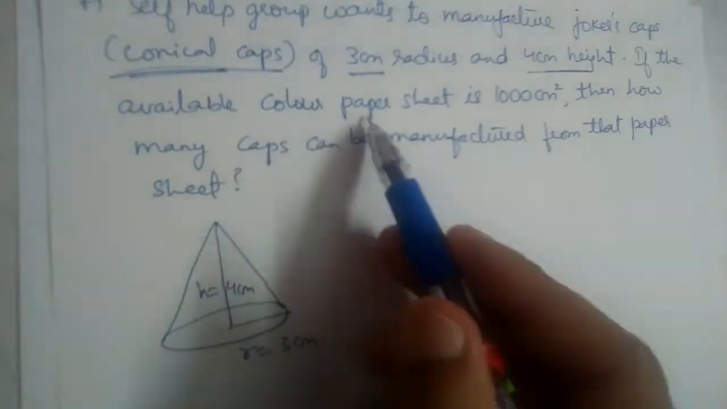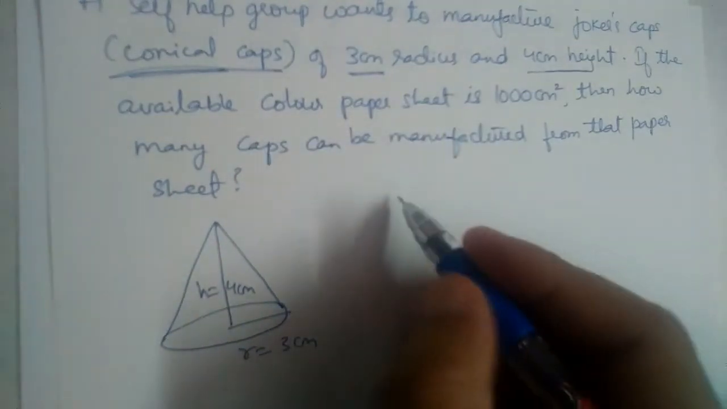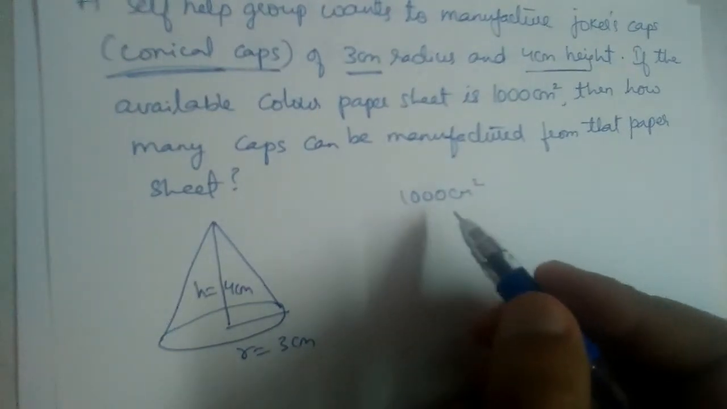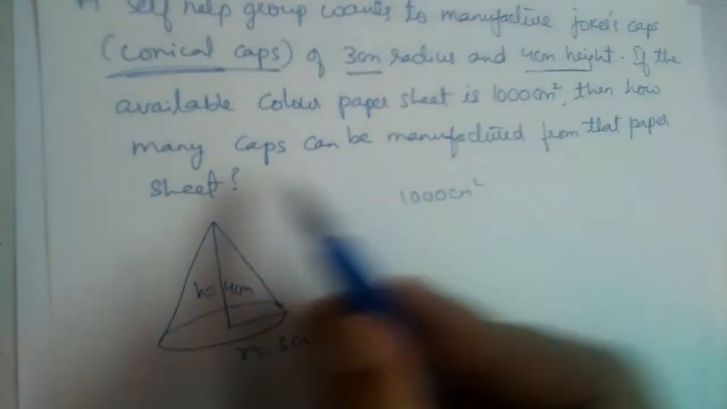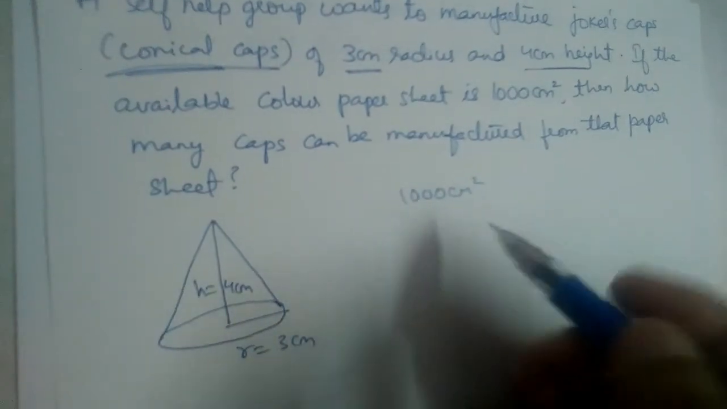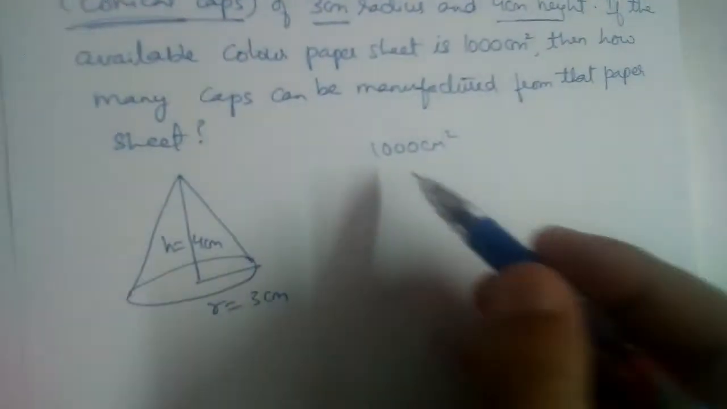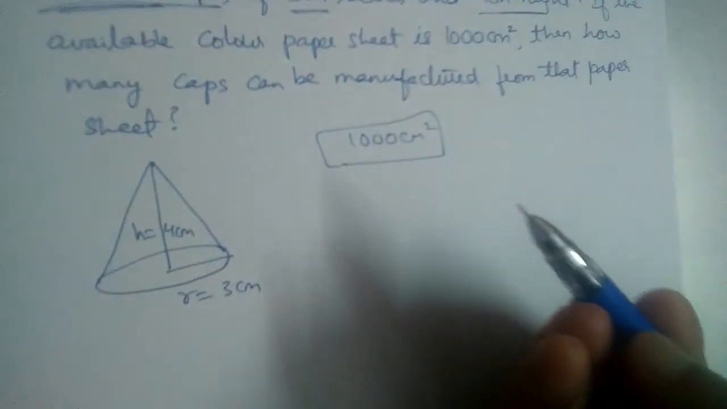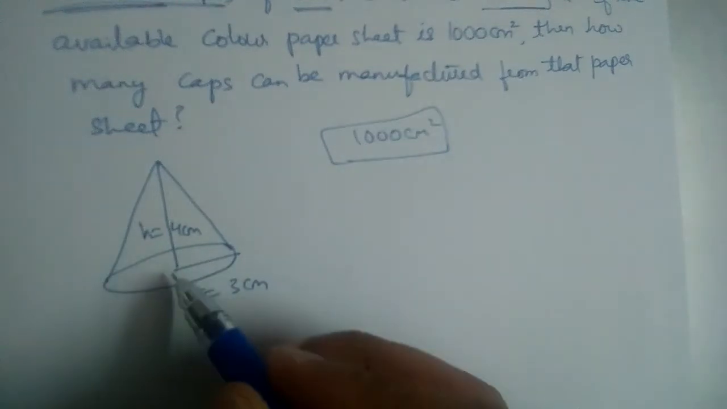If the available color paper sheet is 1000 centimeter square, this much paper is available with us, then how many caps can be manufactured from that paper sheet? So we need to find how many caps can we manufacture from this much paper. First let us find out how much paper is required to make one cap.